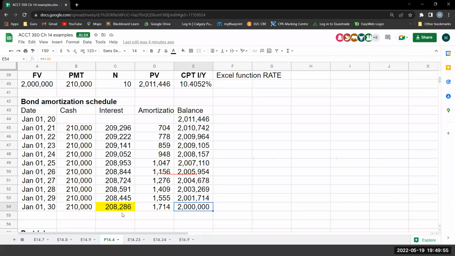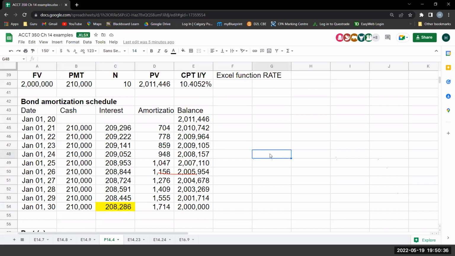Now, I highlighted this part in yellow here because for the last year, because I was using the round function, making these interest dollar amounts exactly rounded to the nearest dollar, there is a bit of a rounding error at the end here. So I just rounded this last amount in year 32. And for an exam, that's totally fine. The difference was hardly $3 or $4 or something like that. So for a $2 million liability, $2 or $3 is nothing.